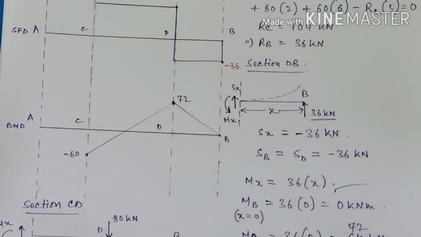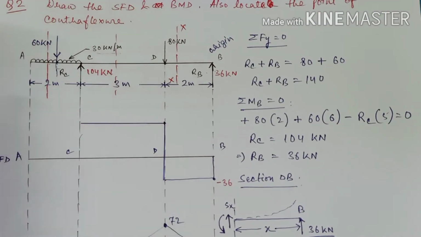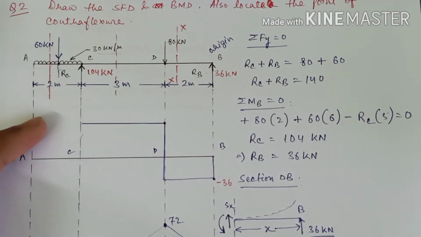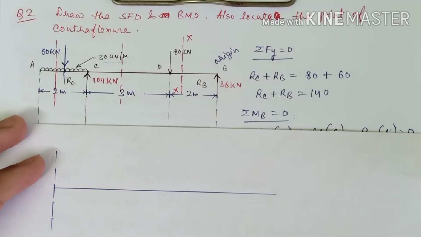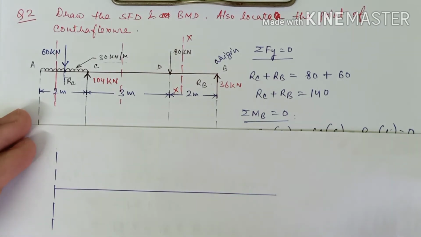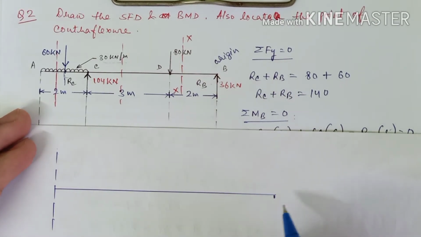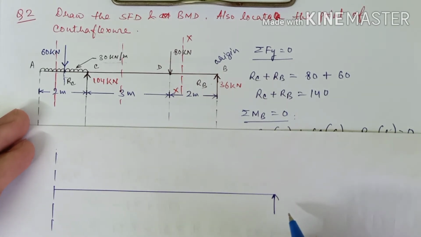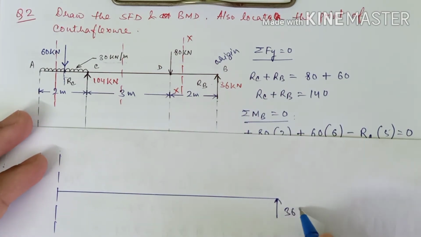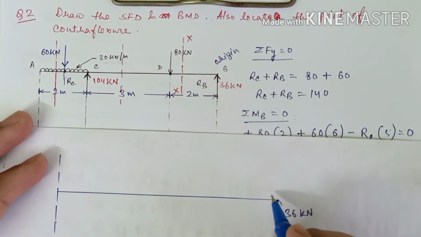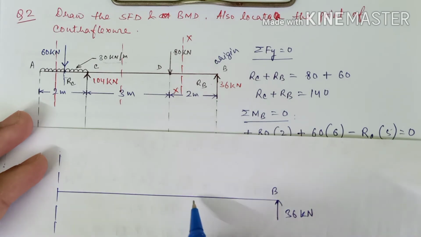Now let's come to the section AC. So I have taken this section in red. Now let me draw the section. Okay, guys, this is the section. So let me mark the points. This was my section B, where we had a force of how much? Let me just check. It's 36, right? So we had a force of 36 over here at point B.